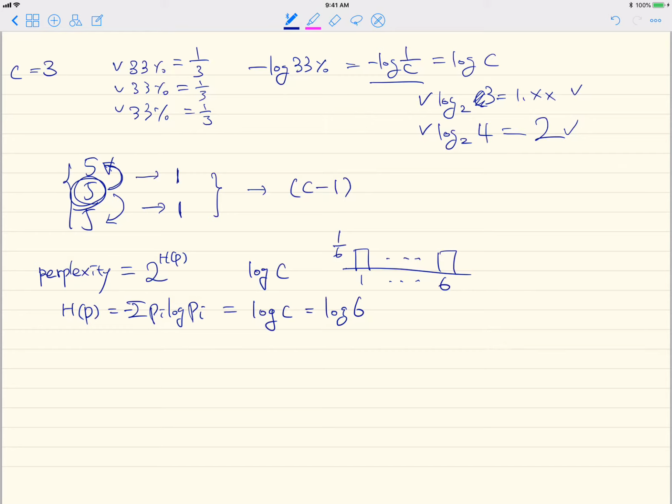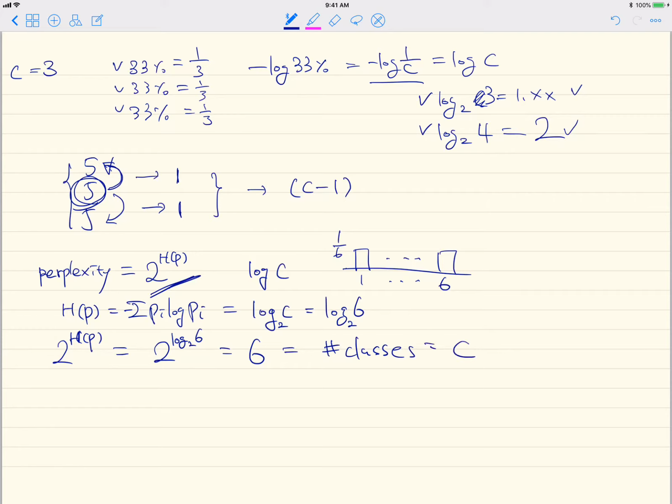Okay, and then in this maximal entropy situation, if we just do 2 to the power of the entropy, so let's suppose this log has the base of 2, okay? In this case, 2 to the power of log 2 of 6, and then we obtain 6, which is the number of classes, right?